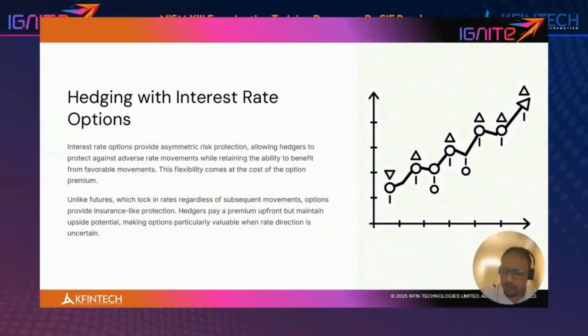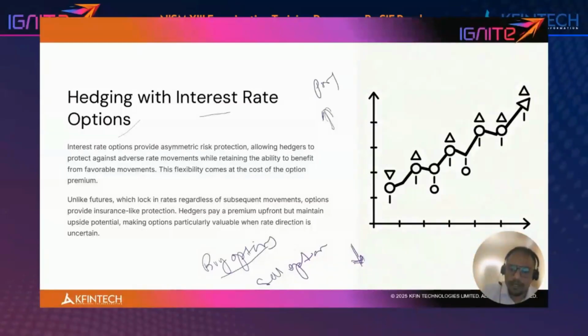Okay, we now move to a topic which you have seen in the last session only, interest rate options. So how do we do the hedging using interest rate options? We can buy the options. We can sell the options. When do we buy the options? When we expect the rates to go high, and we sell the option when we expect the rate to go down, depending on what kind of portfolio exposure you expect.